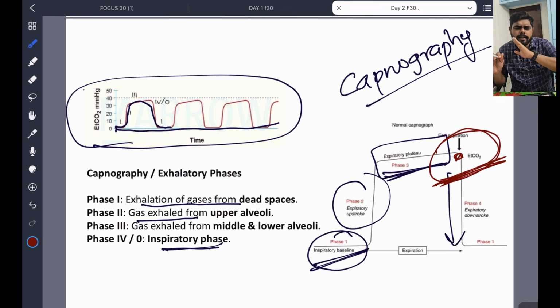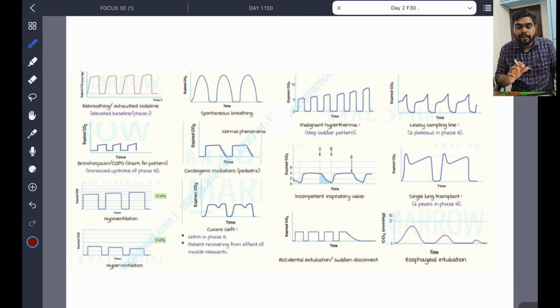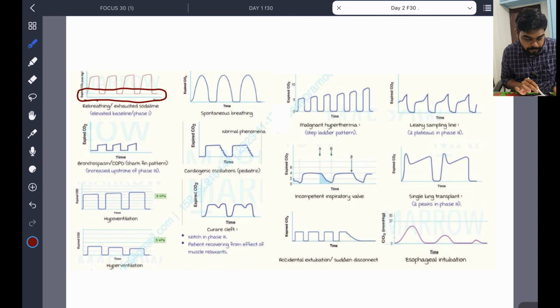A question will come at least for sure every alternate year. This year there may be an expected question from this topic. Now see, these are some capnographic images. See, I told you it is touching the baseline, but there is a slight elevation from the baseline.